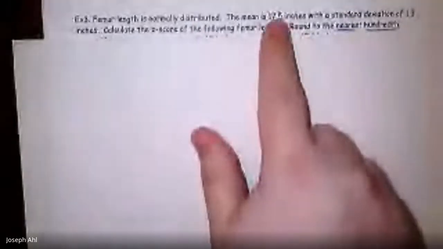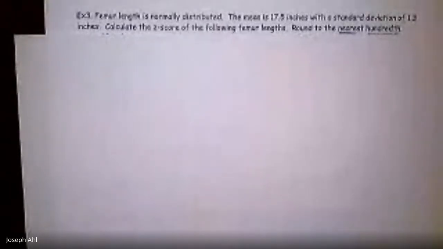How do we calculate a z-score? You take the observed values in the 6 examples below, subtract the mean, and divide by that standard deviation of 1.3. So it's a pretty easy formula to use. I'm going to encourage you to hit pause real quick here, try those 6, calculate those z-scores, and then we'll go on from there.